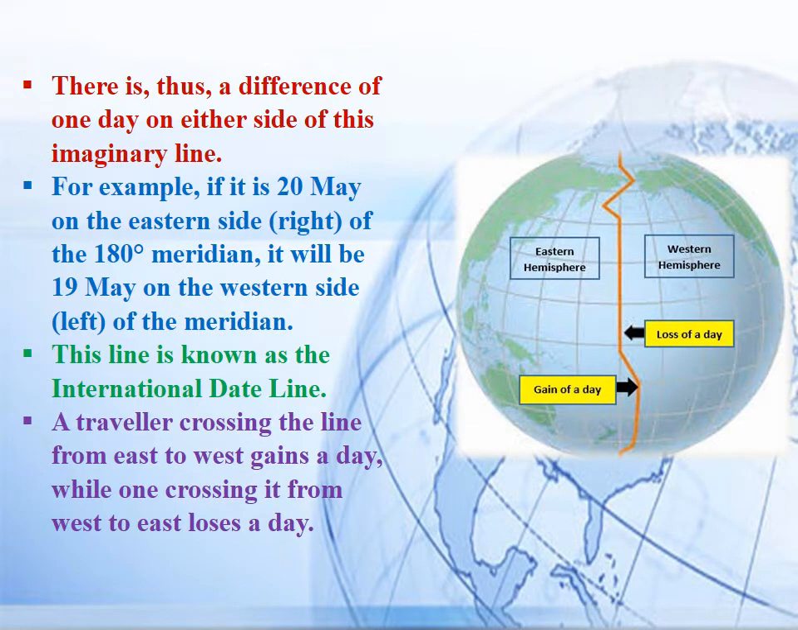There is thus a difference of one day on either side of this imaginary line. For example, if it is 20 May on the eastern side of the 180-degree meridian, it will be 19 May on the western side of the meridian. This line is known as the international date line. A traveler crossing the line from the east to west gains a day, while one crossing it from west to east loses a day.